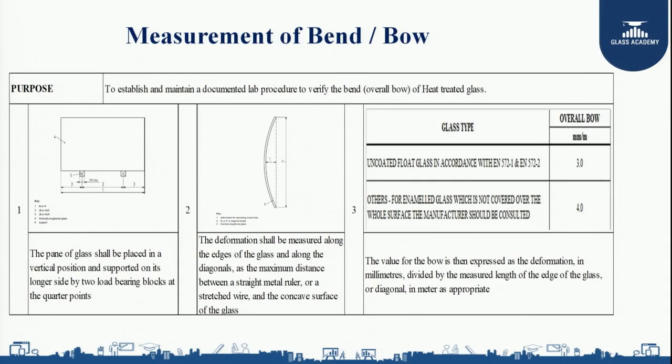So to summarize, how are we going to measure the bend in the glass? First, we need to take a glass. We need to keep the longest side vertical and have 2 supporting blocks at the quarter points of the size. Then we need to measure the deformation between the glass and the straight edge or the straight ruler with the help of a taper gauge scale. And as per the standard, for a 1000 mm panel, 3 mm bend is allowed.